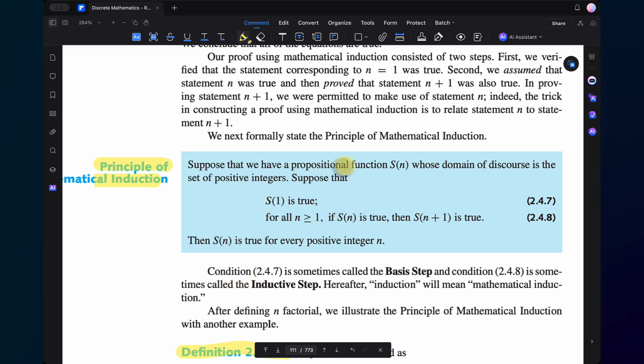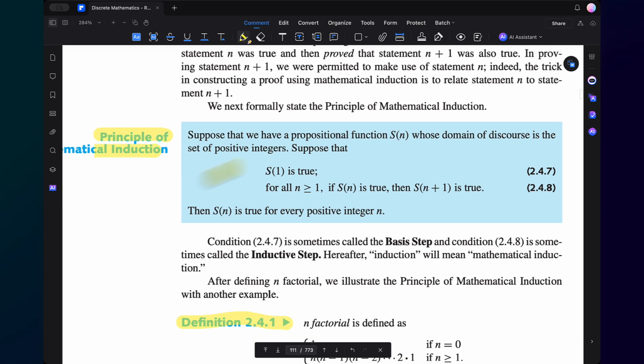Suppose that we have a propositional function S sub n, whose domain of discourse is the set of positive integers, just the set of positive integers for now. Suppose that S1 is true. And then let's say that for all n greater than or equal to 1, we want to prove that if Sn is true, then Sn plus 1 is true. Then Sn is true for every positive integer.